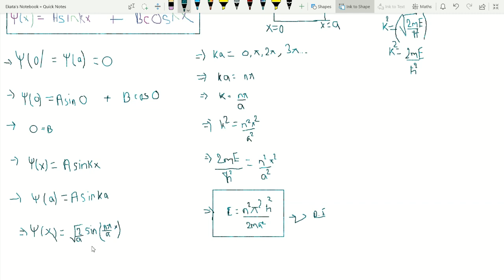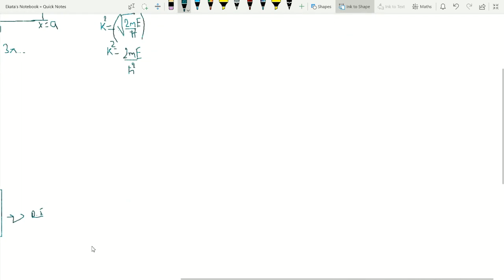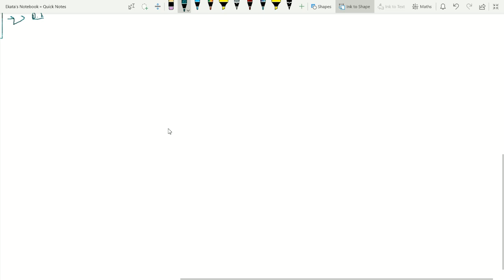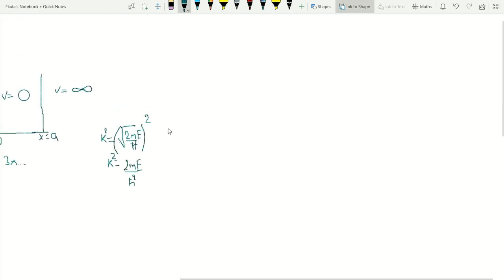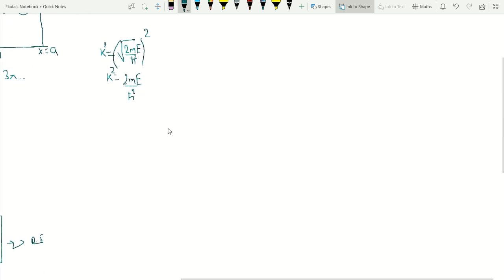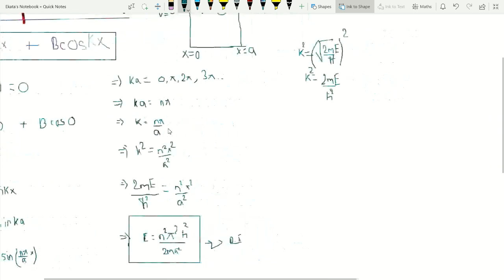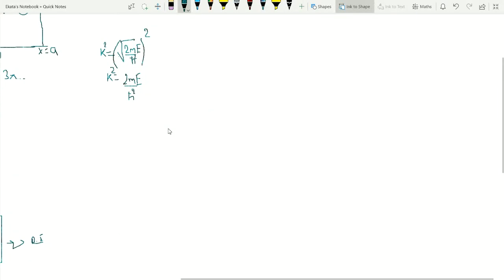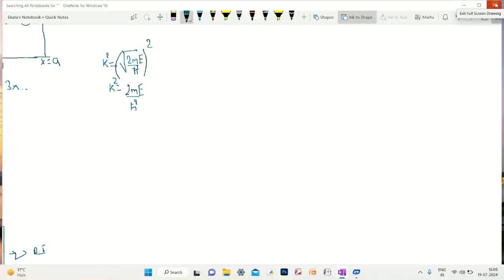So now we are going to discuss some of the interesting properties of the infinite square well. First of all, properties. The first property is that it contains discrete energy levels in the infinite square well. So this is the first property. But now let's move to the more important properties, which are as follows.